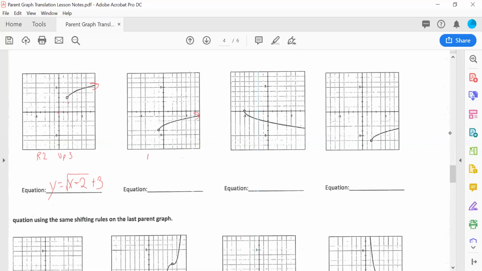And here's another square root function. We're going what? Left 1, and we're going down 4. So this is going to be y equals what? Underneath the root will be x plus 1, because it's opposite the way I think, and then minus 4.